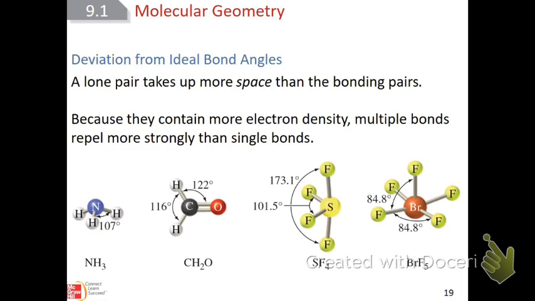So they are going to take up more space. And then also, if you have double or triple bonds, they're going to be able to repel even more strongly than single bonds. So they're going to be more repulsive than single bonds are going to be. They can really affect the geometry of the molecule even more so than a single bond can. So that's going to bend the molecule even more, and it's going to affect the bond angle more definitely. It's going to have a stronger effect on the bond angle than a single bond would.